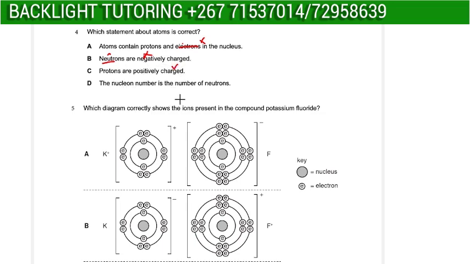The nucleon number is the number of neutrons. This one has left protons out, so that's why it is not correct. So the best answer is C. Going for question 5.